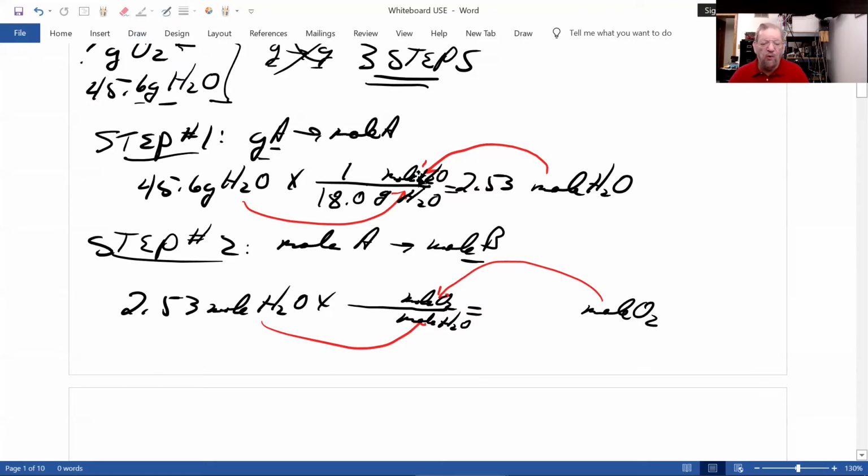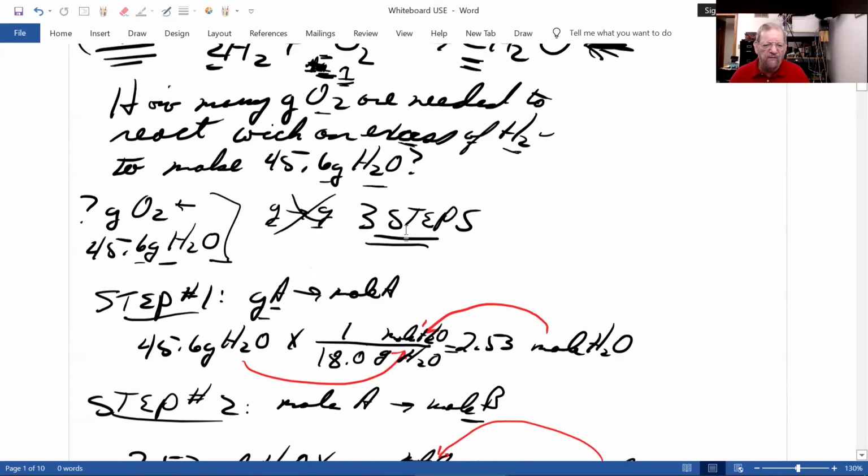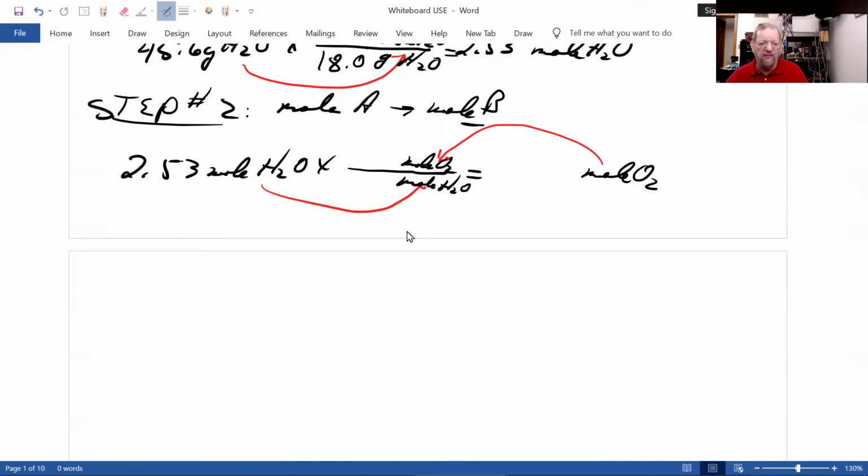Good question. Where do we find a ratio of moles of oxygen to moles of water? At the top here at your balanced chemical equation. Remember, when there's no number, it's number one. So for every 1 mole of oxygen, we make 2 moles of water. Now, remember, these are exact numbers, and the only number in this equation will be 3 significant figures. So our answer should be 3 significant figures.